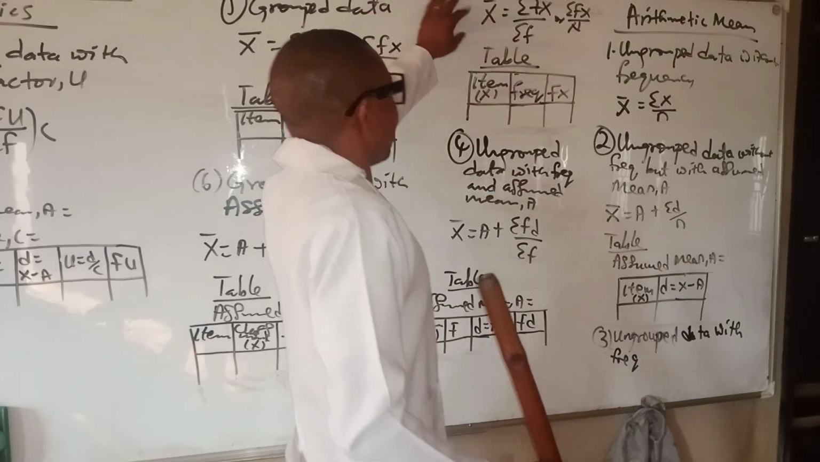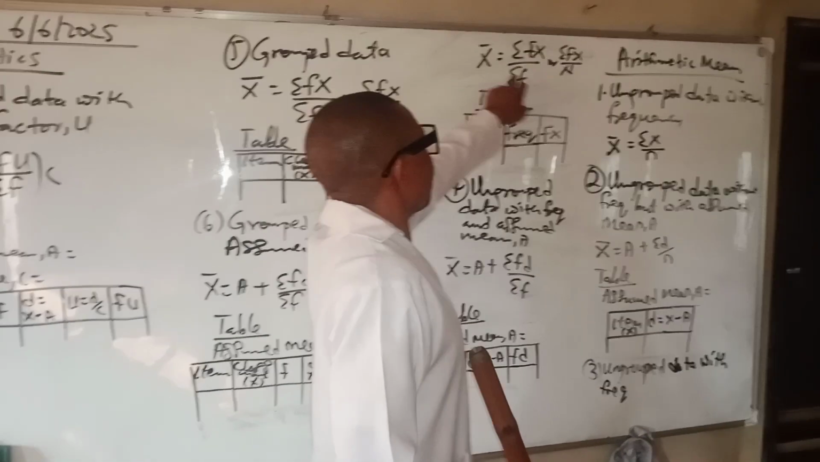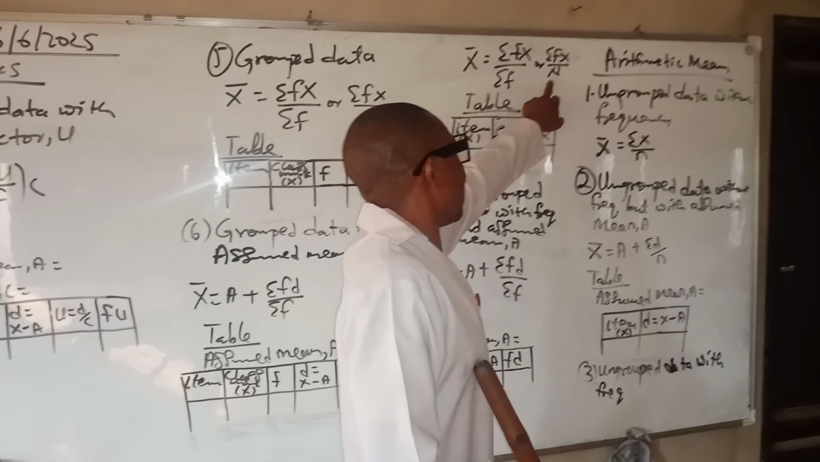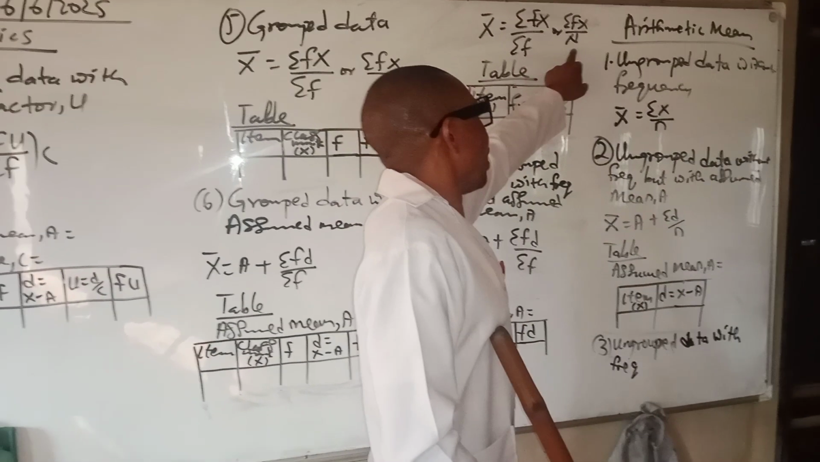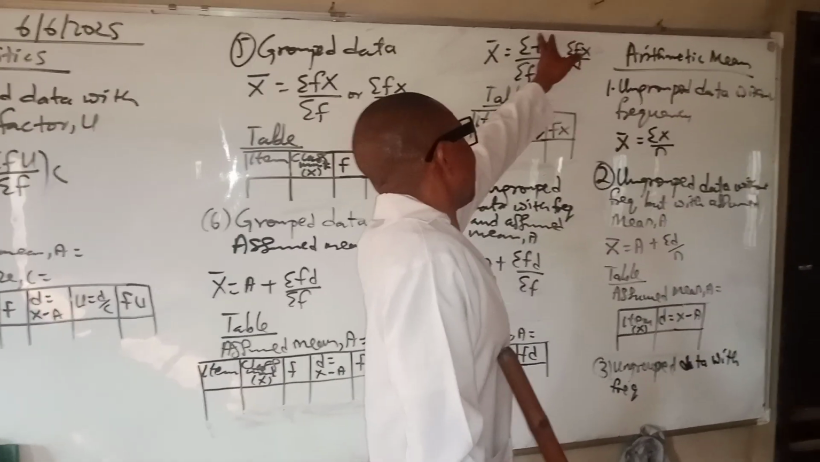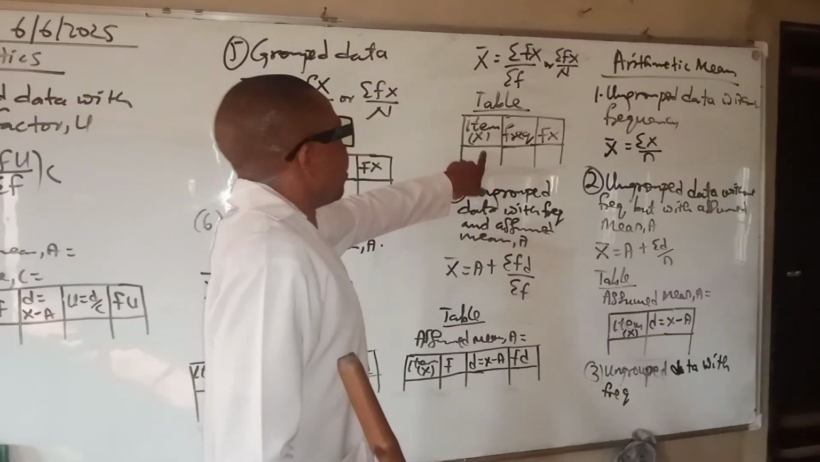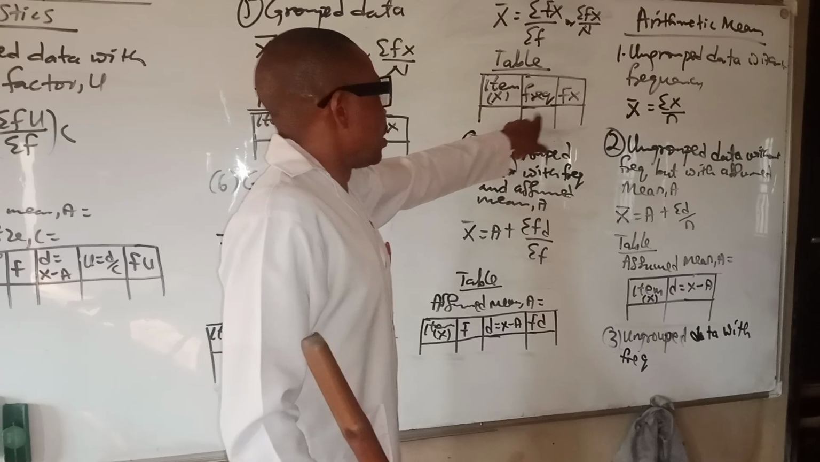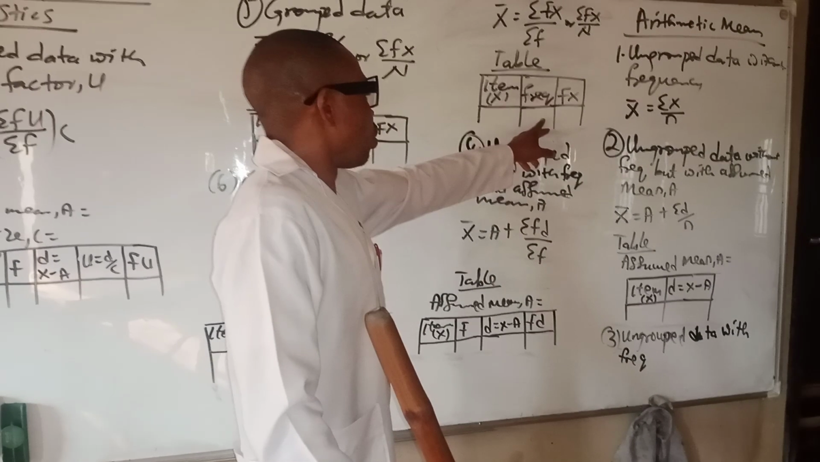Number 3, we have ungrouped data with frequency. The formula for calculating it is x bar equals summation fx all over summation f, or summation fx all over capital N, where summation f equals capital N, which is total frequency. The table for it: the first column is item x, the second one is frequency f, and the third one is fx, obtained by multiplying the two columns.